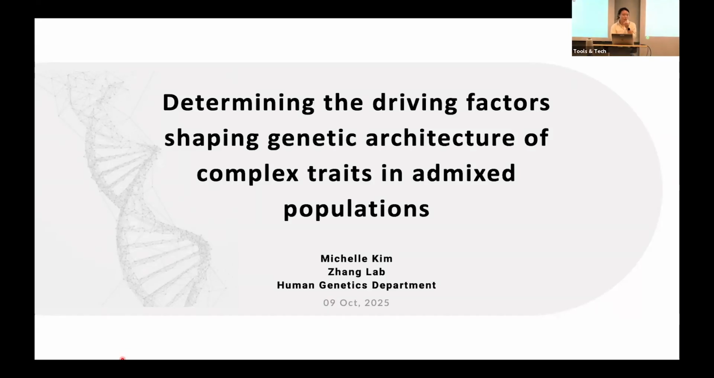So I'm Michelle. I'm one of the postdocs in Zhang's lab in the human genetics department here. And today I'll be sharing how we can identify the factors that shape the genetic architecture of complex traits in admixed populations, specifically using simulations.